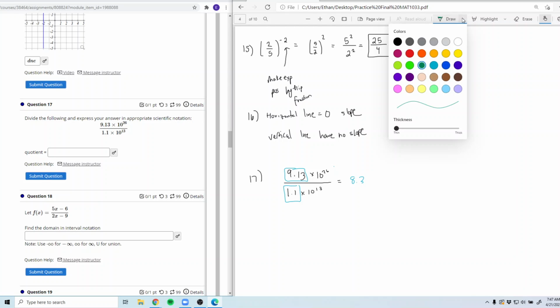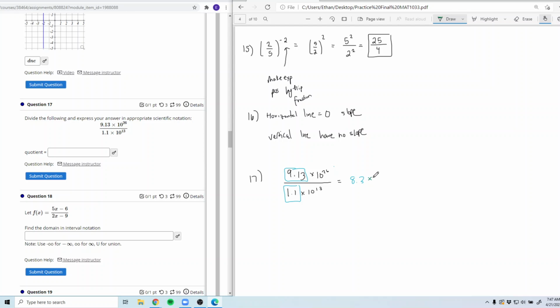Now what about the other part? Times 10 to the what? Well, the exponent rules tell you to subtract the top minus the bottom. So times 10 to the 26 minus 13 power. And 26 minus 13 is 13. So we get 8.3 times 10 to the 13th power. We can go ahead and check that. And we see that works perfectly. Okay.